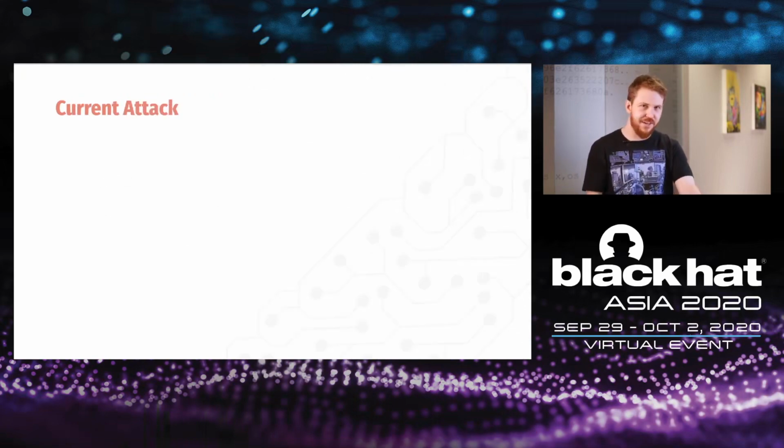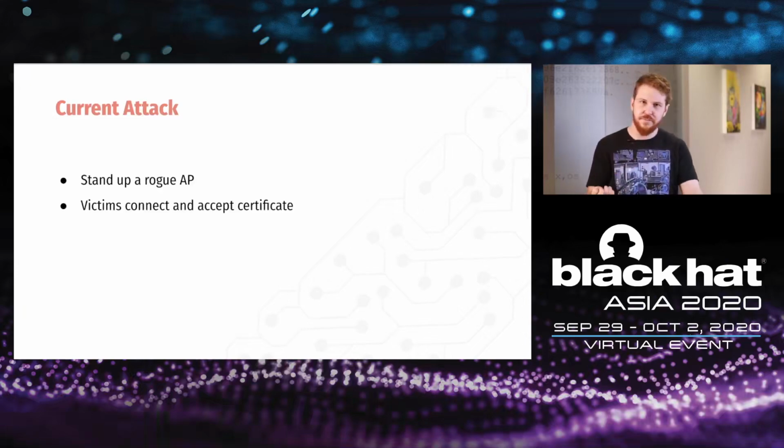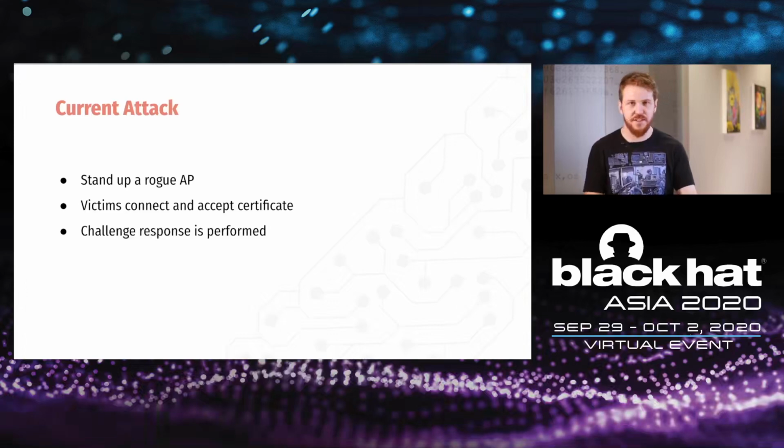So the current attack on this involves standing up a rogue access point, typically with the same name. The victim will come along and connect to it. They will have to accept your certificate so that you get into the inner phase, phase 2. The challenge response will be performed in phase 2.